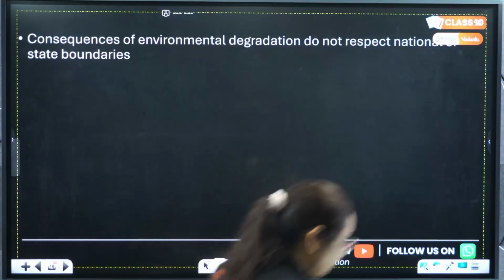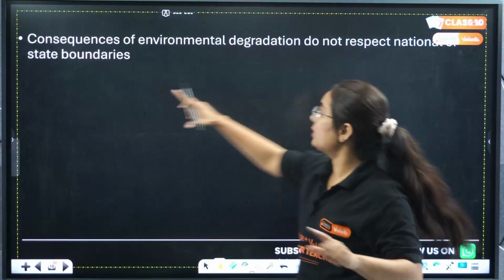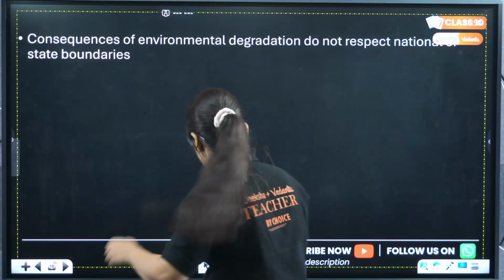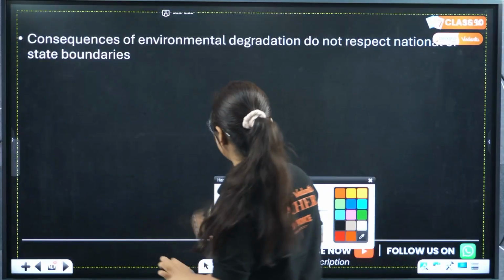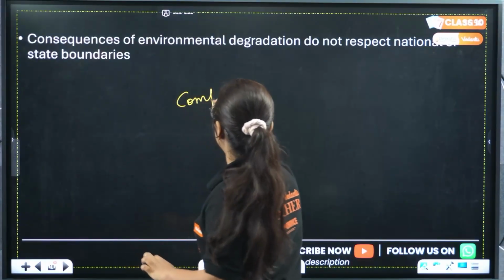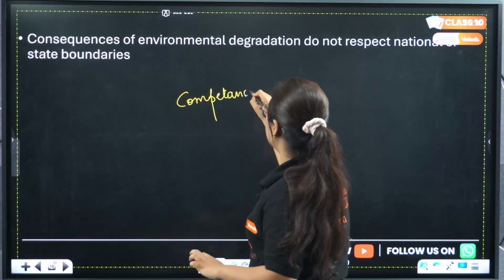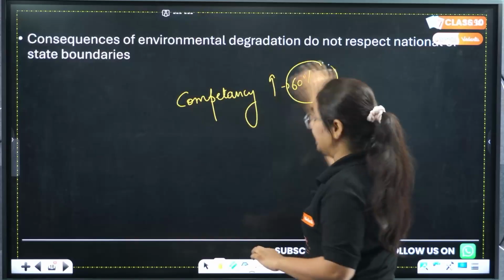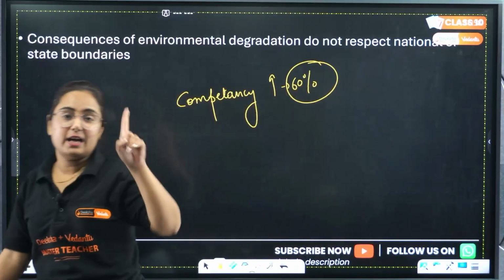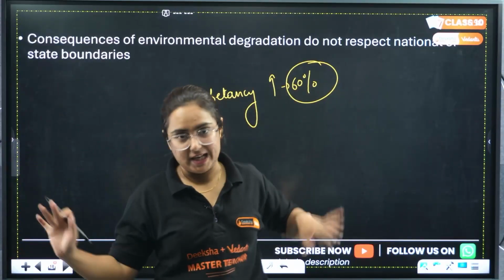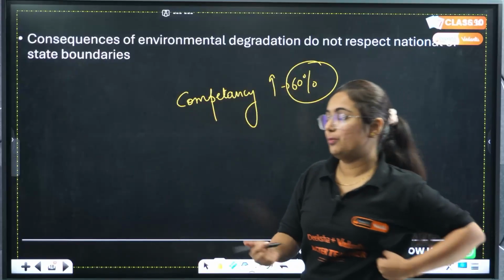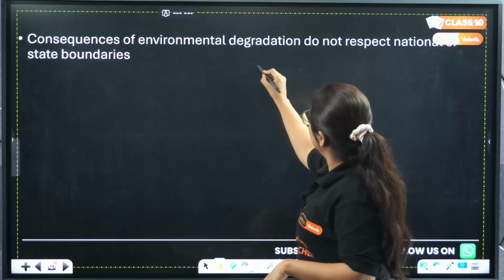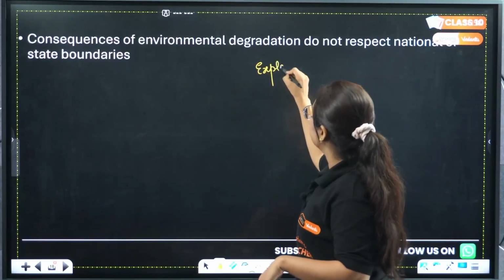Okay, so the important line from this chapter is: consequences of environmental degradation do not respect national and state boundaries. See, now here the competency level, which last year students were so scared about, has been increased to 60%. So what does it mean? CBSE clearly states that I will not be asking direct questions to you. It will be more of a practical approach, and sometimes these types of statements come directly and they ask you to explain these.